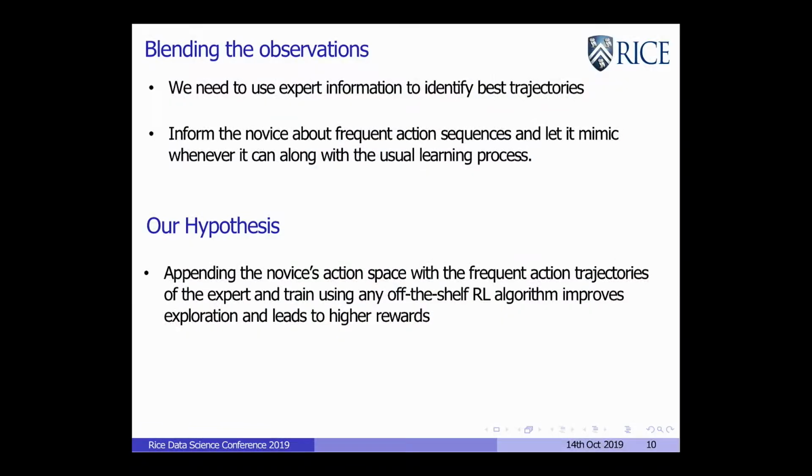But inspired by this little thing, we are trying to blend observations and propose a hypothesis. That is, a novice has to be informed about frequent action sequences that an expert takes, and we just give the information about the action sequences and let the novice figure out what to do with this through the usual learning process. So we don't change the algorithm, we just give the novice additional options to explore. So appending the novice's action space with frequent action sequences of the expert and training using any off-the-shelf reinforcement learning algorithm will improve exploration and lead to better rewards and uncharted rewards.